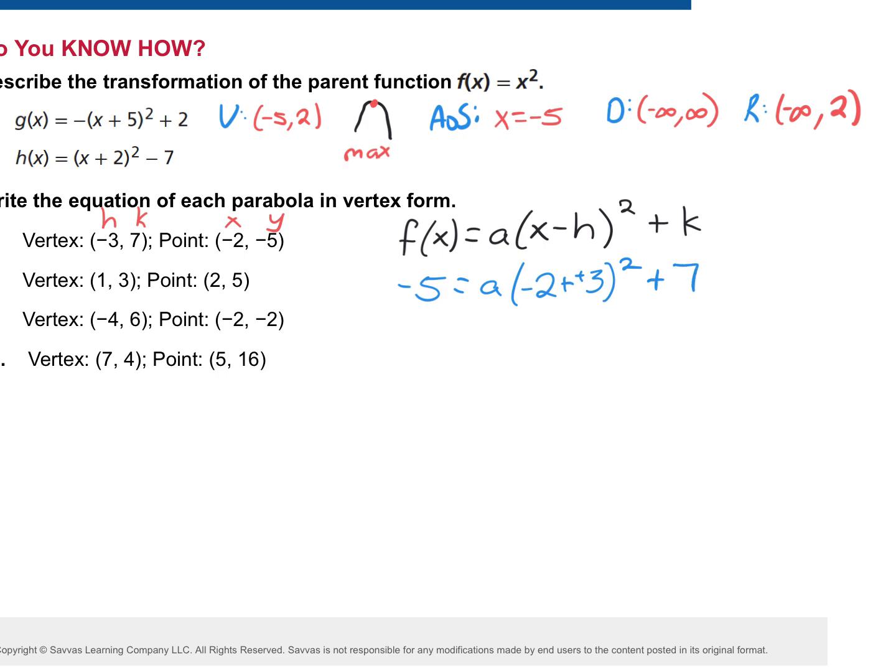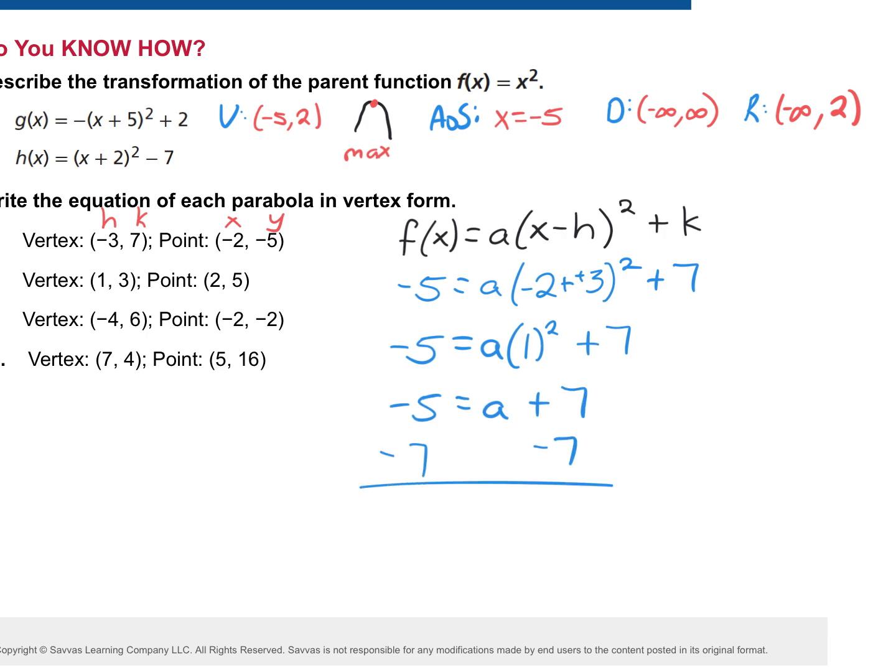Now we just need to solve. So I have -5 out here. What happens first? You do the parentheses. Yep. -2 plus 3, which is 1. 1 squared plus 7. What comes next? What's 1 squared? 1. Do you agree I can just write a here? Yes. Because remember, what number is technically with the a? A 1. And then I have plus 7. What's my last step here? -7 on both sides. So I have -12 equals a.